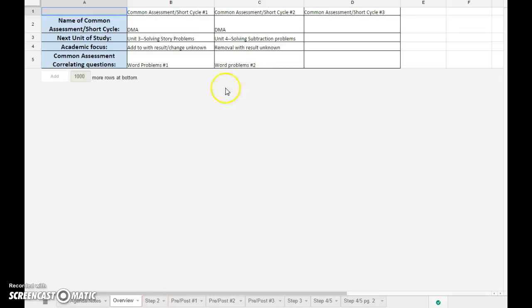So the next tab is step 2, where we're actually going to be looking at this common assessment and specifically diving into the data. How do we do that?